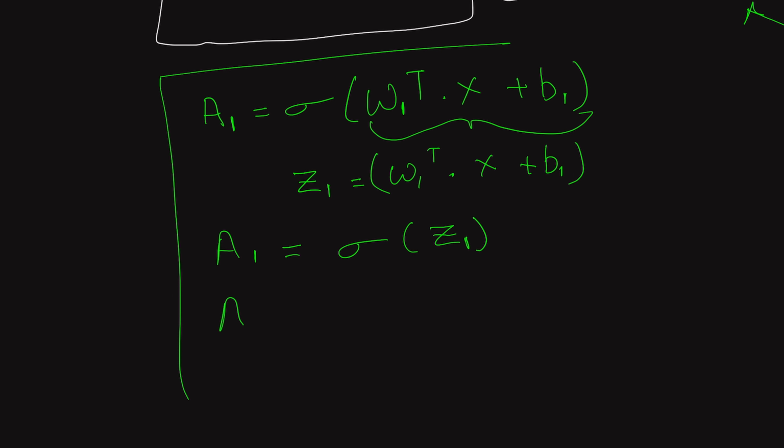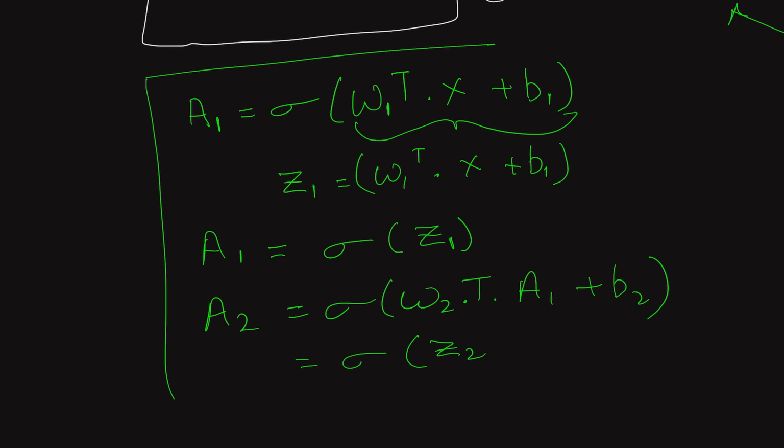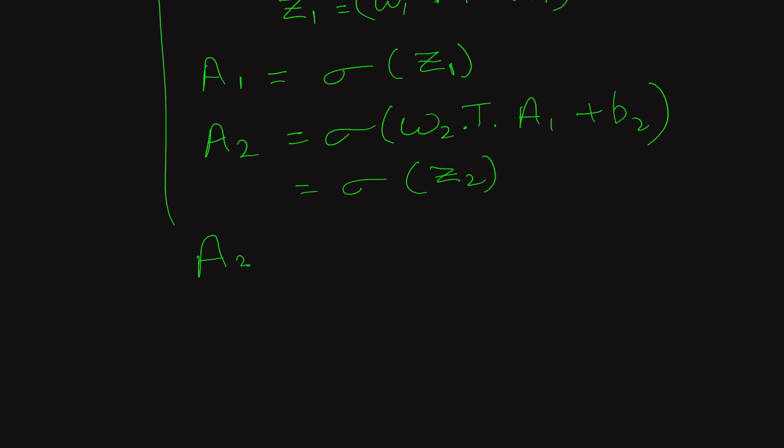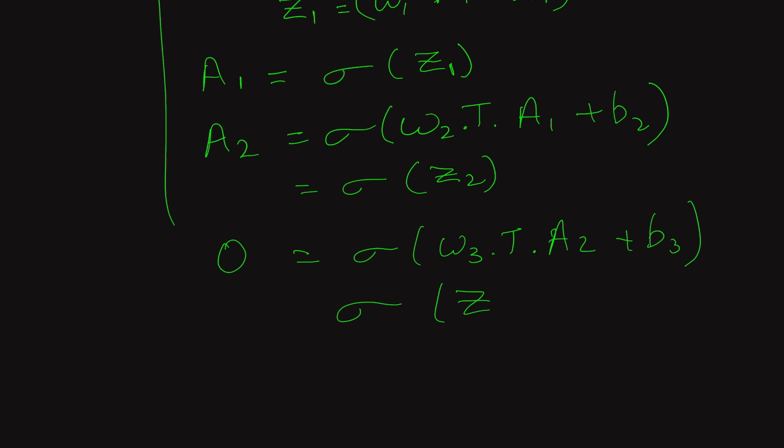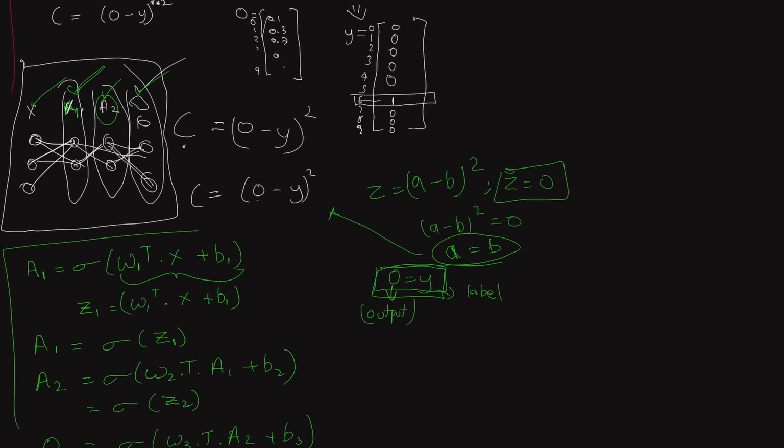Similarly, we're going to do the same thing for A2. A2 is nothing but sigma, well, in the coding part we're going to use ReLU as well, I'm just putting it out there, plus B2. And we can write it as sigma of Z2. And there is no A3, there is just output equals sigma of W3 transpose A2 plus B3, that is sigma of Z3.